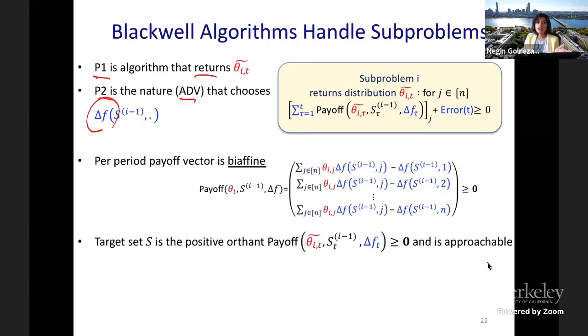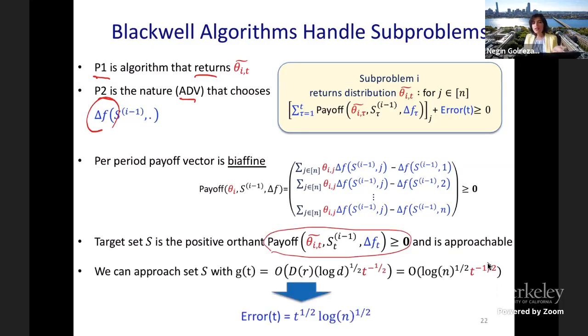I have a target set, which is the positive orthant, because I want to approach that set, which is approachable. And if this is the case, the AlgB allows me to approach that set at a rate of 1 over square root T, which corresponds to an error term of square root T. I think it's kind of magical. So by handling every subproblem with a Blackwell game, I would be able to get an error term on the order of square root T.